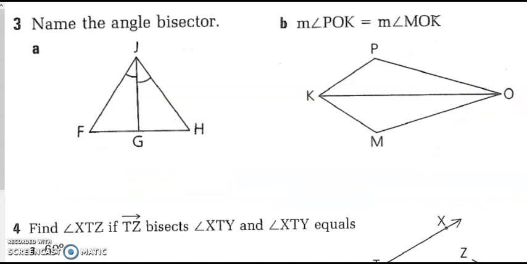3. We're going to skip B, but we'll do A. It says name the angle bisector. So we have this congruent over here, so it bisects it, so we'd have JG, and that would be a ray. And again, I said we were going to skip B, but we'll go ahead and do it. So we have POK is congruent to MOK, so again, these are congruent. So in this case here, we have OK is the angle bisector.